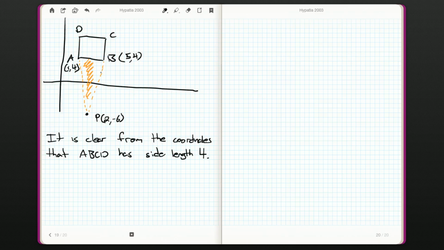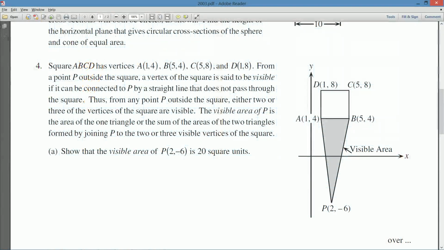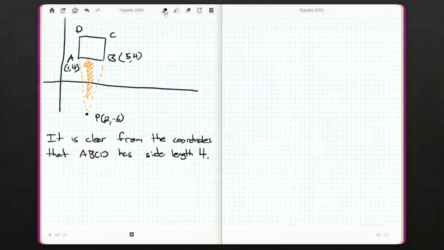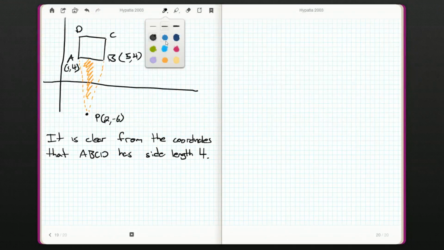So let's just double check that we have the coordinates correct. It's (2, -6), (1, 4), and (5, 4) that we care about. So we can, using the dark purple, drop a perpendicular from P to a new point E, and that will be at (2, 4).